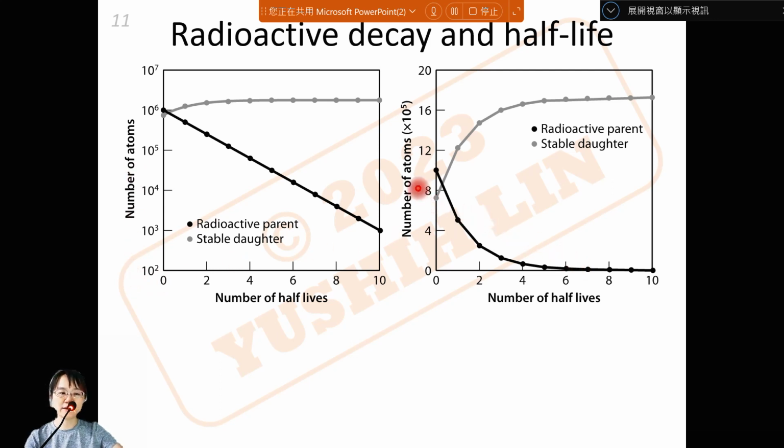If you plot them on the linear scale, this one is linear scale, their behavior or their change over time is not linear, that would fit the radioactivity decay equation better. Both the decrease in parent and the increase in daughter are not linear.